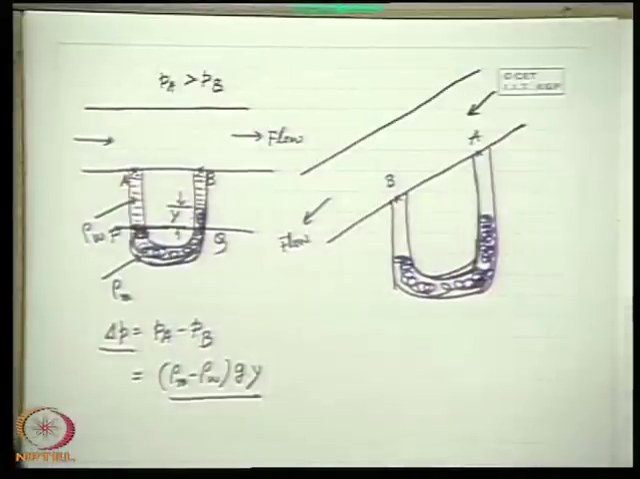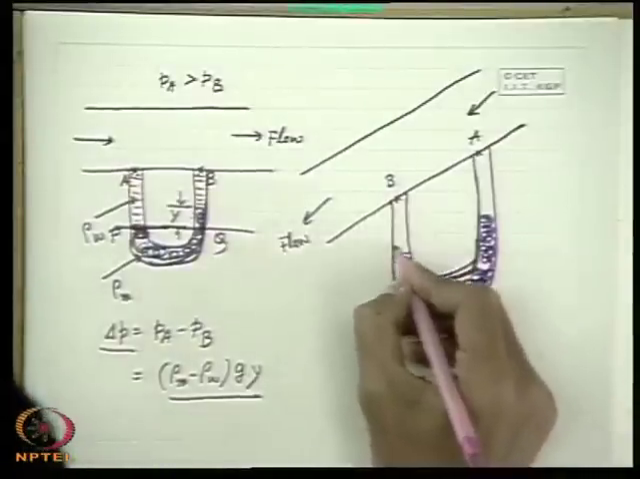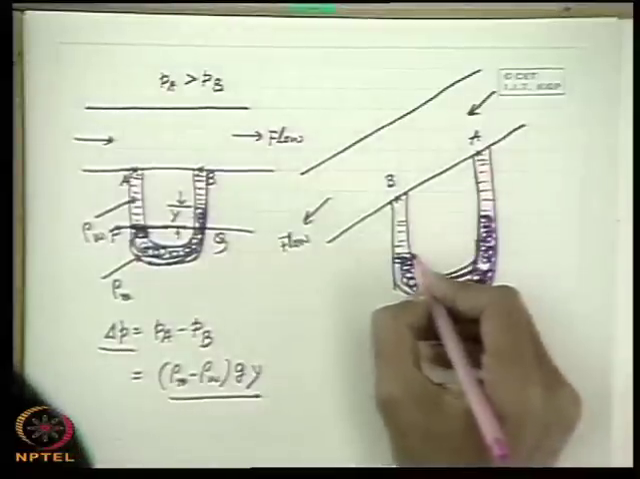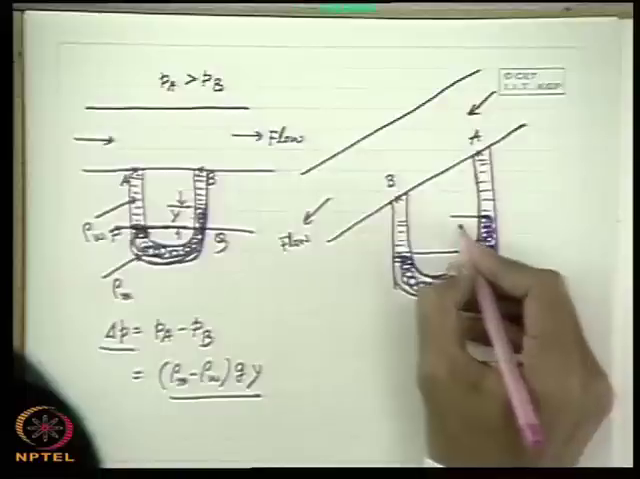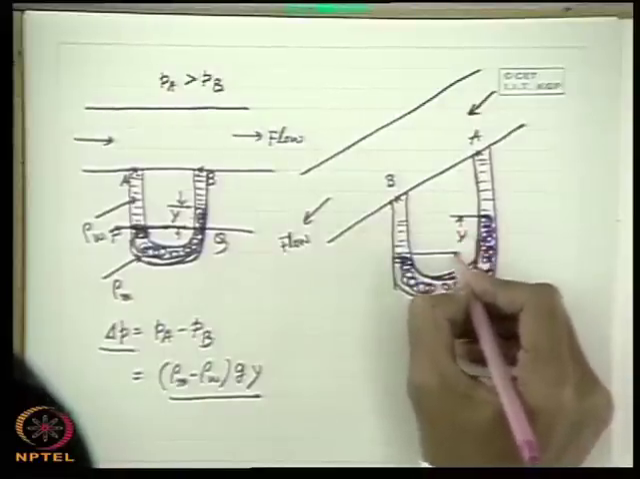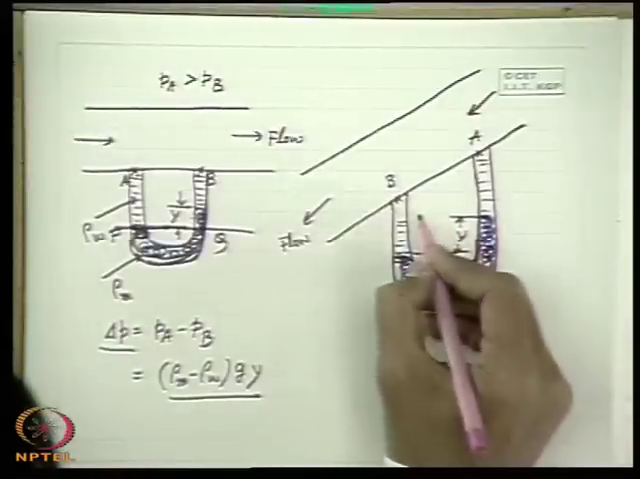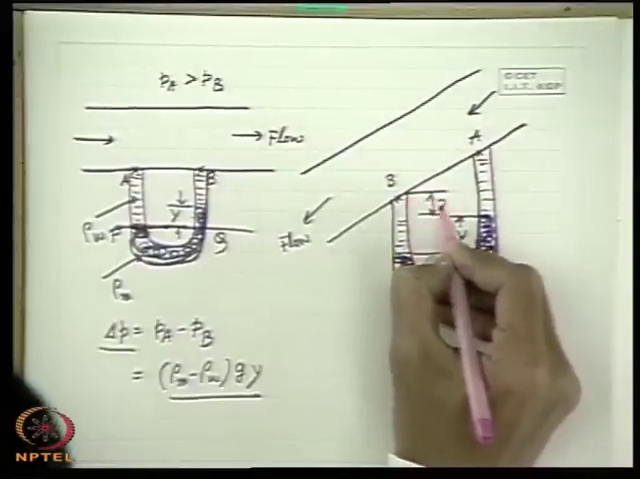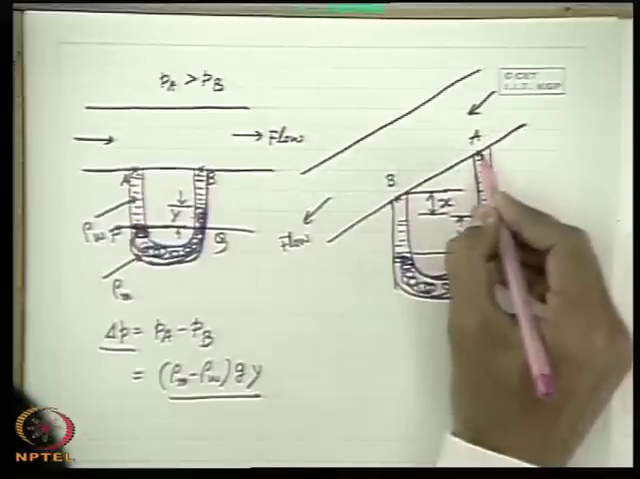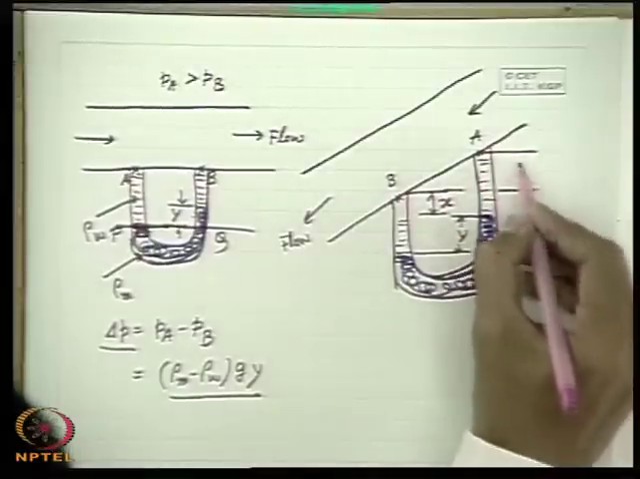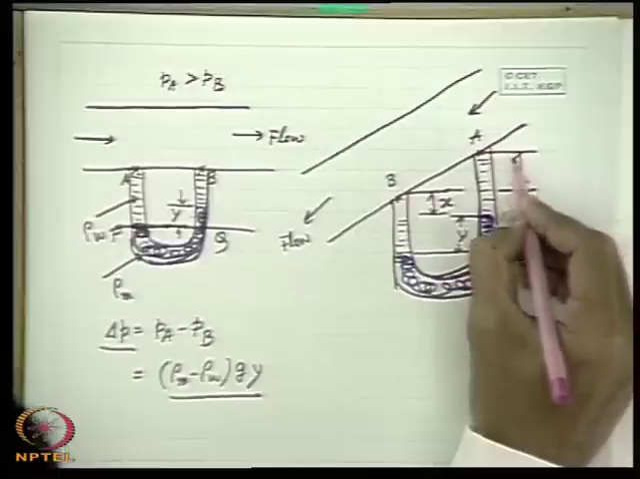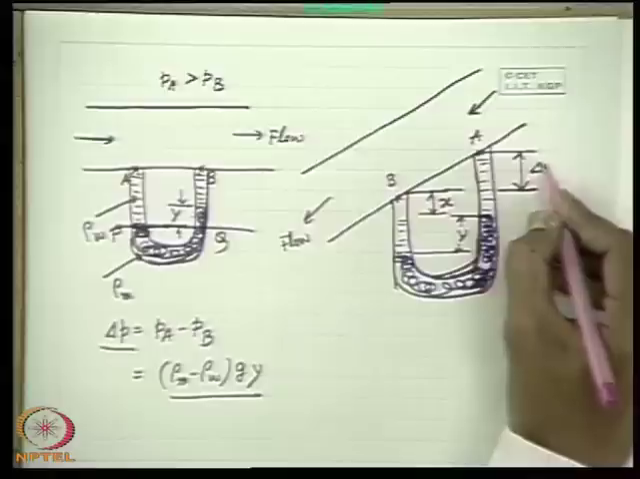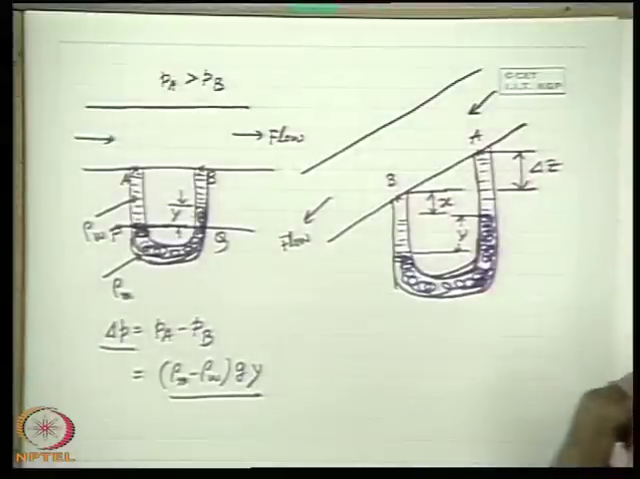This is the working fluid. Let this deflection be called Y. Let the distance from B be X, and between the sections A and B there is a difference in vertical height, let it be delta Z. I just give this nomenclature delta Z.